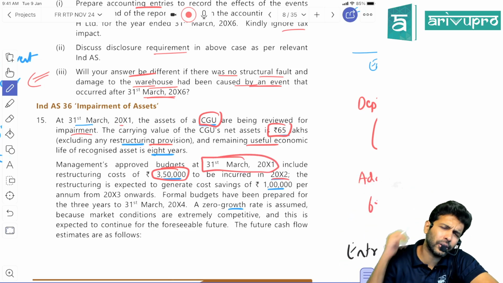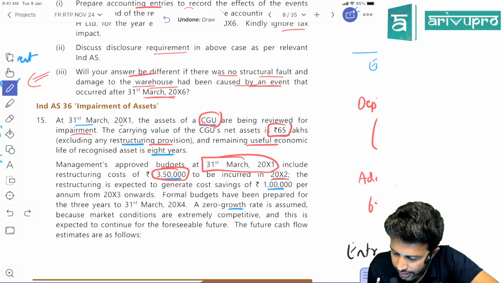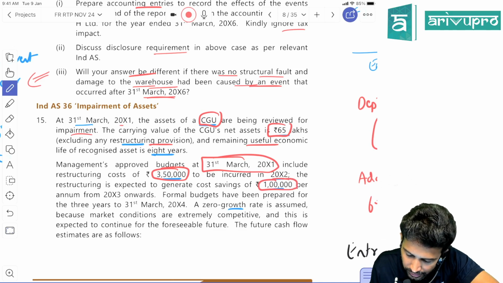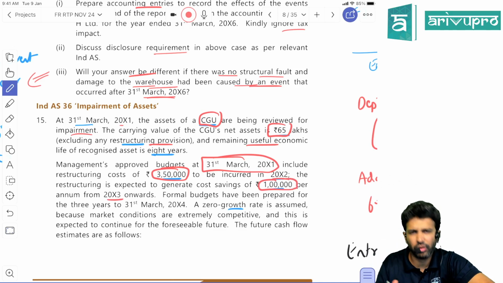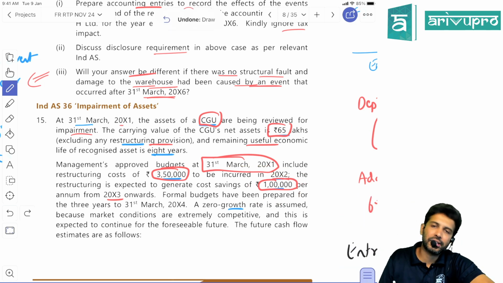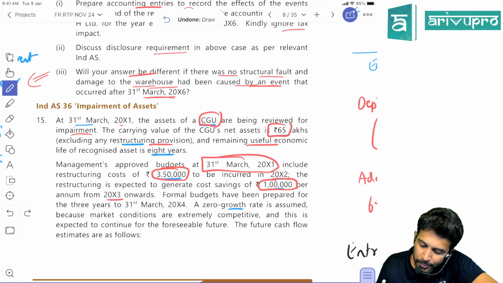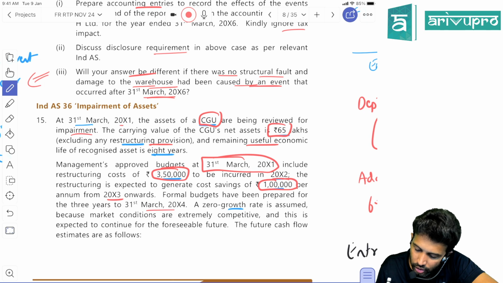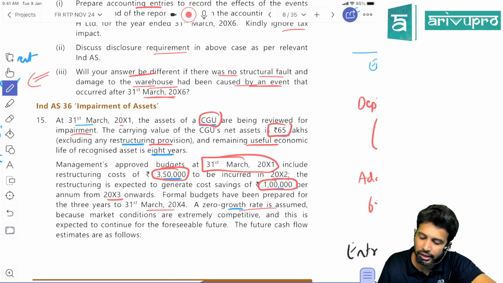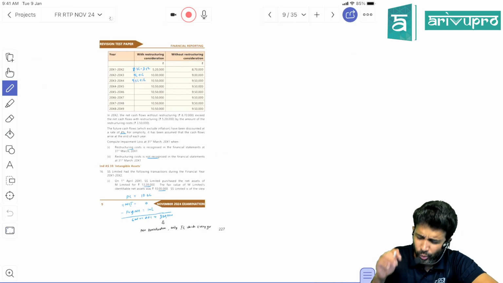Next year we are planning to incur some restructuring cost of 3.5 lakh, and the restructuring is expected to generate cost saving of 1 lakh rupees per annum from 20X3 onwards. Due to restructuring, obviously we'll get some benefit, 1 lakh extra from 20X3 onwards. The formal budgets have been prepared for 3 years to 31st March 20X4. A zero growth rate is assumed because market conditions are extremely competitive. All these are details, sir. We don't know yet. Read the requirement.